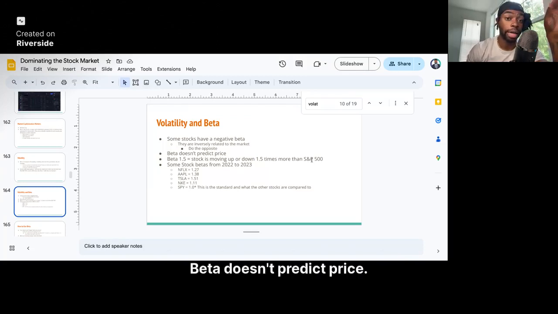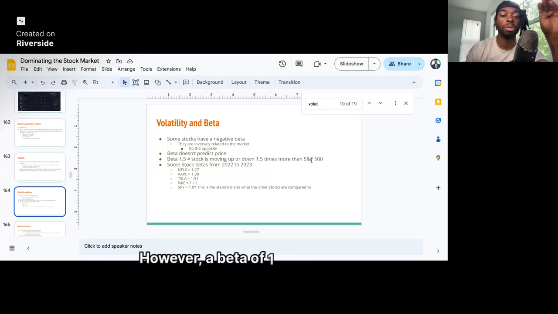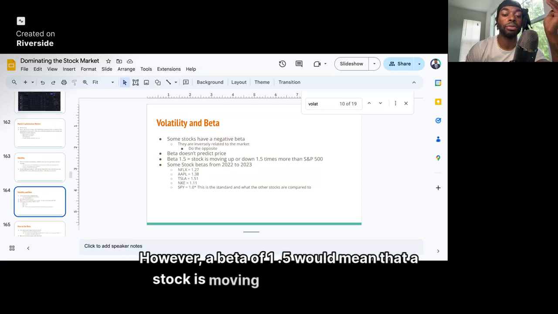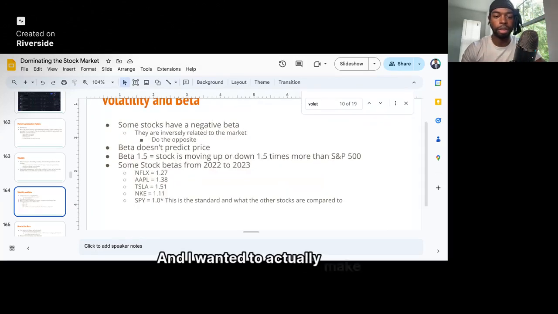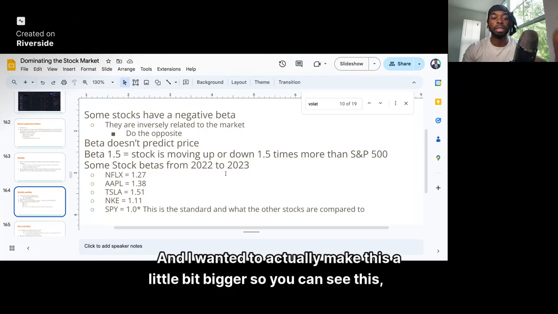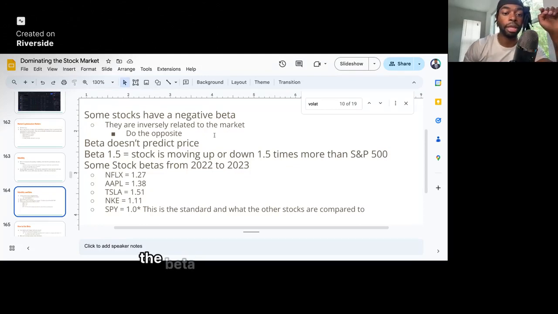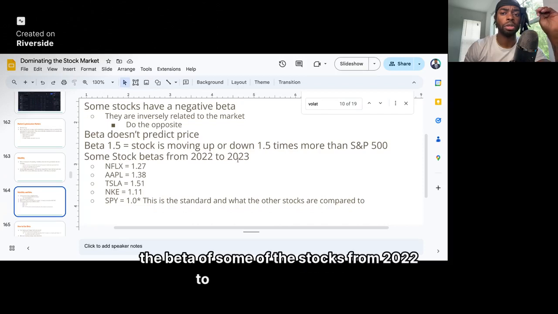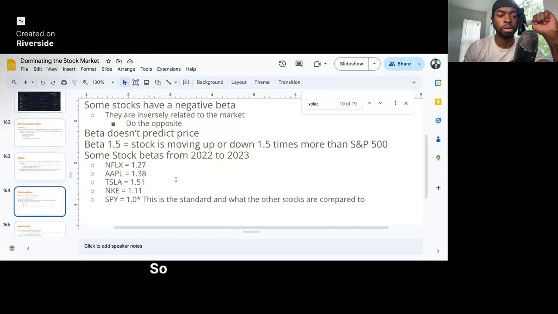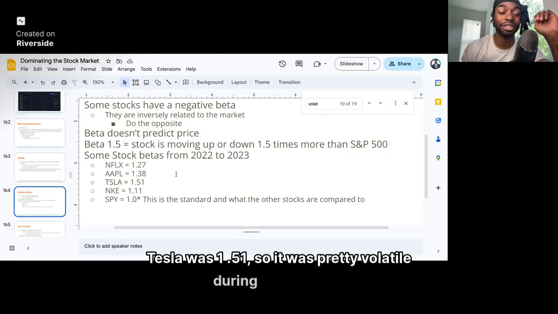Beta doesn't predict price. However, a beta of 1.5 would mean that a stock is moving up or down 1.5 times more than the S&P 500. And I wanted to actually make this a little bit bigger so you can see this, but the beta of some of the stocks from 2022 to 2023 are listed below. So Netflix was a 1.27, Apple was 1.38, Tesla was 1.51, so it was pretty volatile during those times.